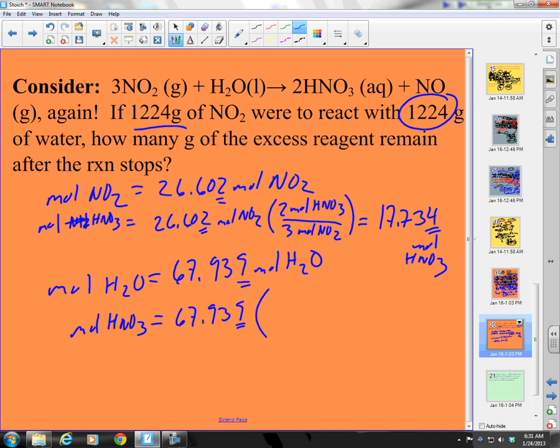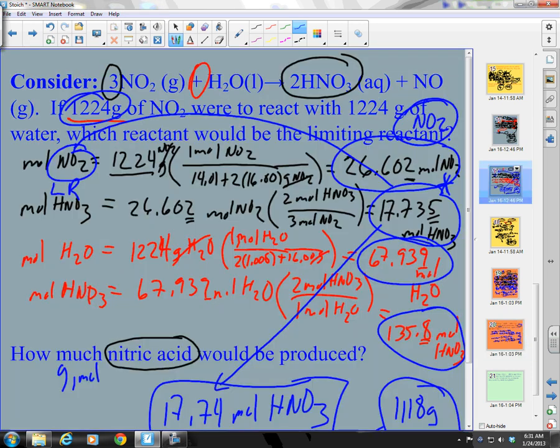And if I figure out the moles of HNO3 that would be produced from my water, 67.939 times my mole ratio, 2 moles of HNO3 per 1 mole of water. And what do I get? 67.939 times 2 divided by 1. Did I do that right? It looks like it. I get 135.87 moles of HNO3. Let's go back and check. Is that right? 135.8 and 67, and 17. Okay, looks right to me. Just checking my old work.